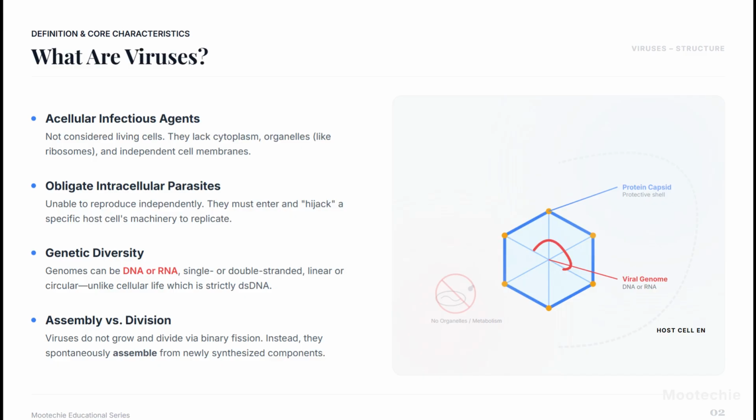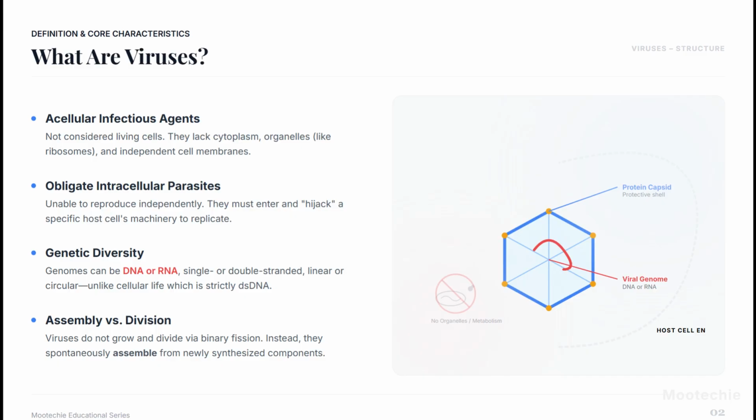They also exhibit incredible genetic diversity. Their genomes can be DNA or RNA, single or double-stranded, linear or circular. This is unlike all cellular life, which strictly uses double-stranded DNA. Lastly, they assemble versus divide. Viruses do not grow and divide via binary fission like cells. Instead, their newly synthesized components spontaneously come together to form new virus particles.